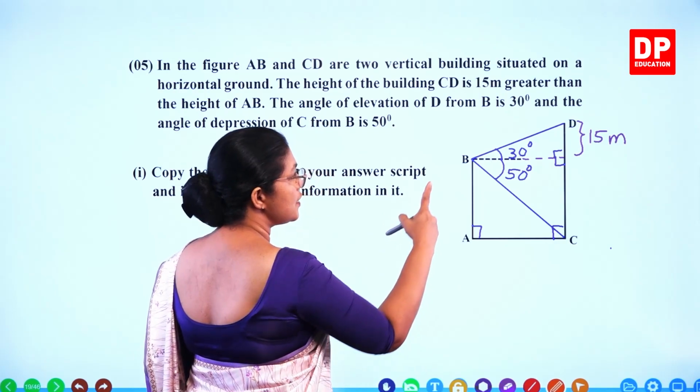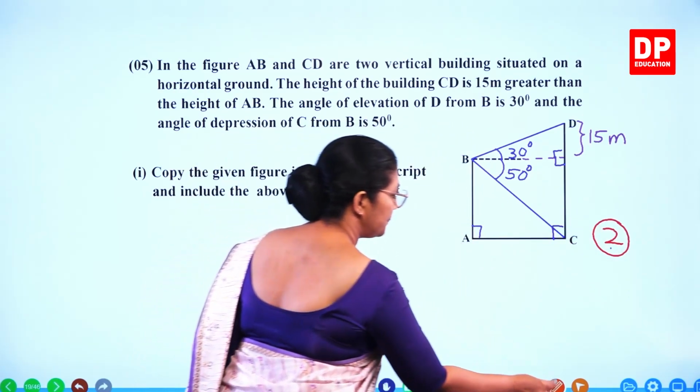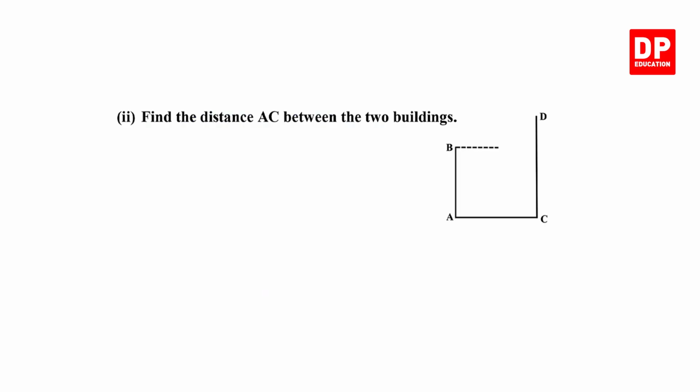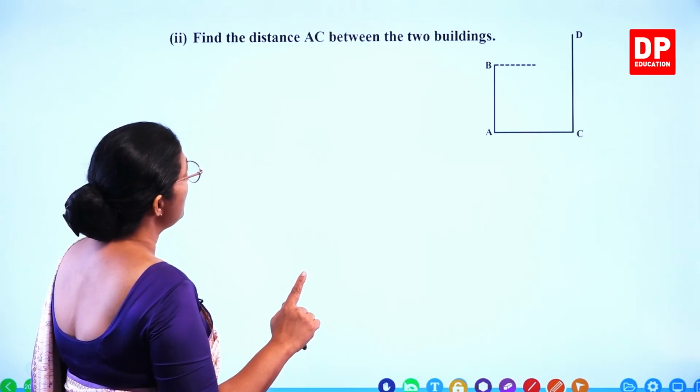So how many marks for this part? You will get 2 marks for showing all this information. So let's take the next part. Find the distance AC between the 2 buildings.